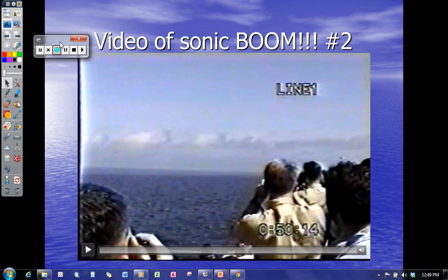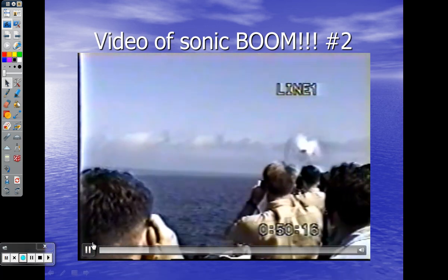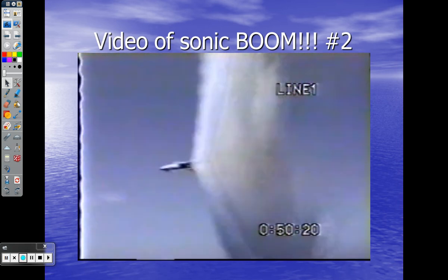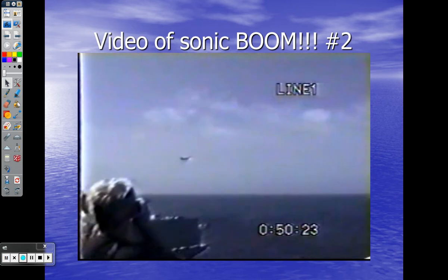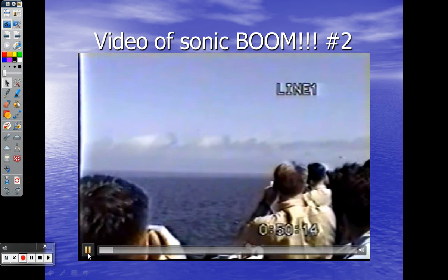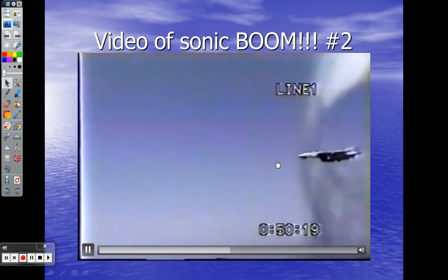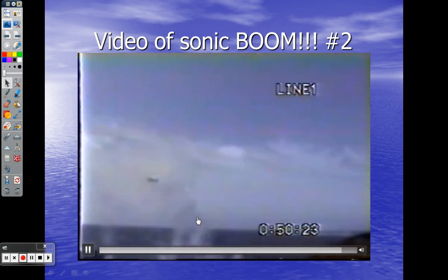Alright, so we ended the previous set with the sonic boom. Here's another video. This one does not have sound, but it shows that the pilot was trying to fly right at the speed of sound. You can see that it actually broke it twice. So right there, and then slowed down a little bit, and then again, you can see that cone forming.